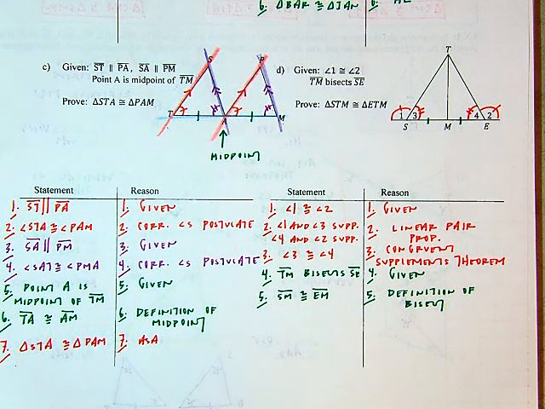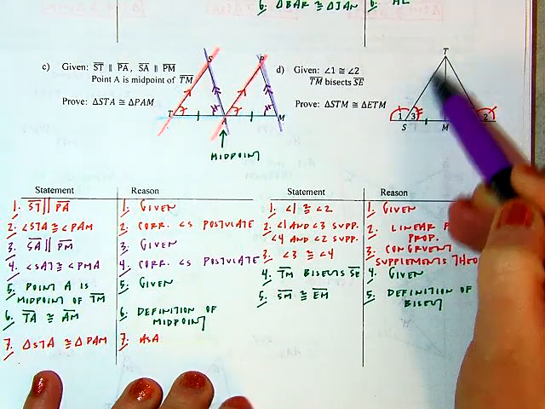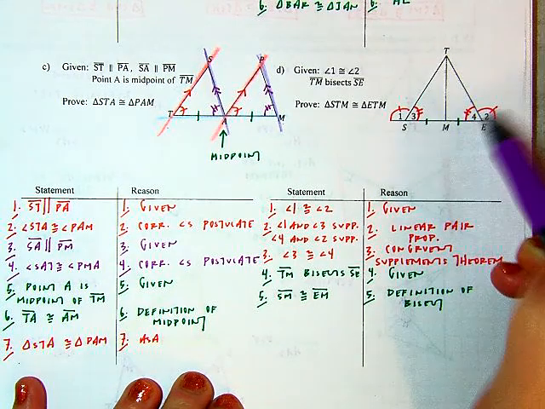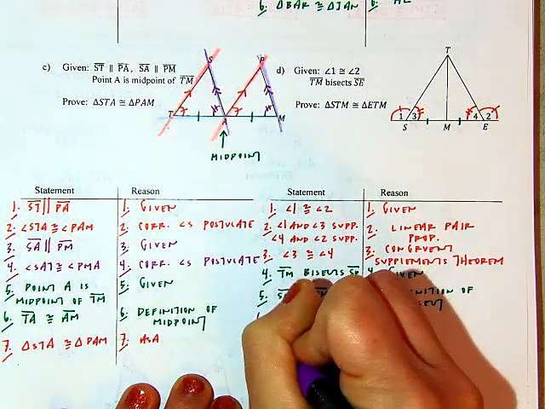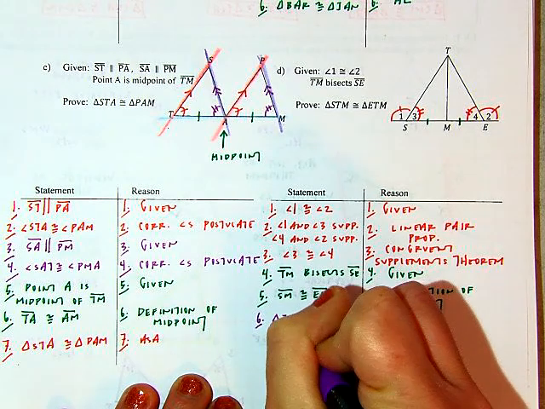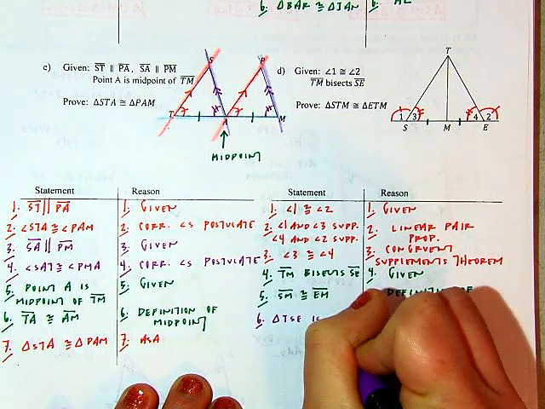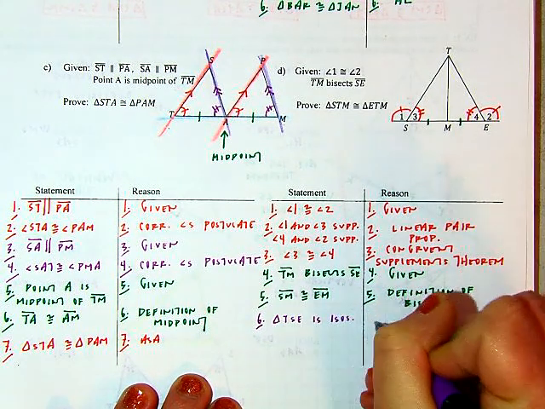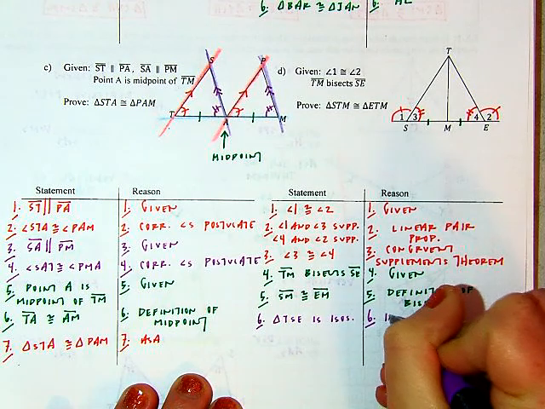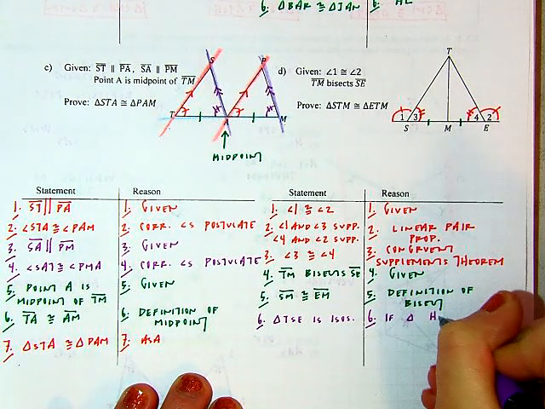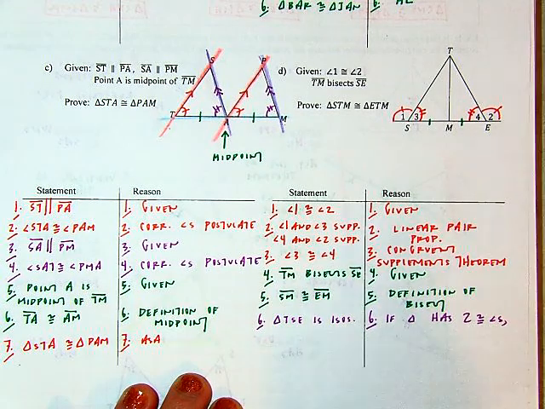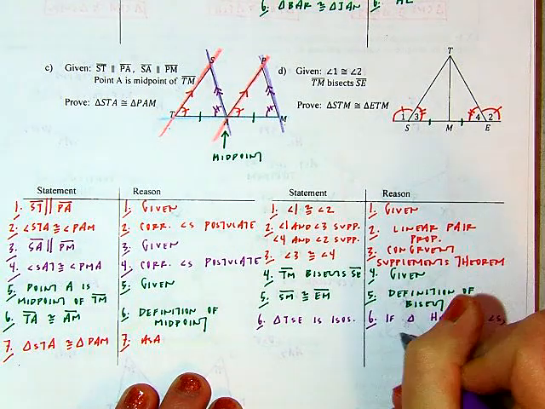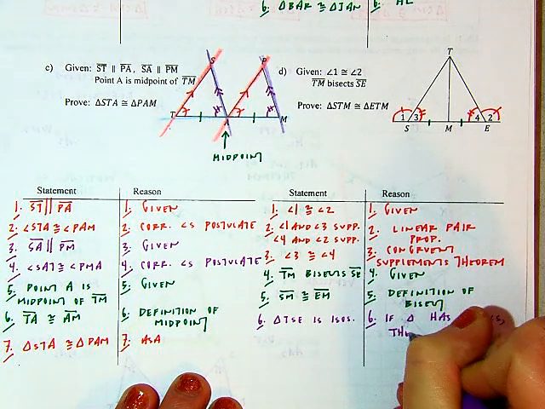And one thing that I can see is that this triangle right here, it has to be isosceles because I have base angles that are congruent. So I'm going to try that. So triangle TSE is isosceles. If a triangle has two congruent angles, right? Those are the base angles, then it is isosceles.